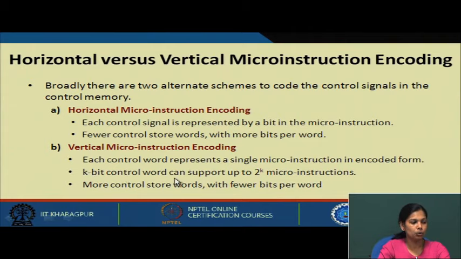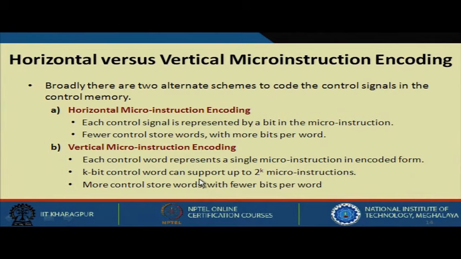Compared to this, in vertical micro instruction encoding, each control word represents a single micro instruction in encoded form. So a k bit control word can support up to 2 to the power k micro instructions, with more control store words but fewer bits per word. What do we mean by this? Let's say we have a total of 100 control signals. In horizontal control unit design, we require 100 bits per control word. But in this case, we require only 7 bits. So at a time, only one control signal can be activated, because we are encoding using just 7 bits, not 100 bits per word. That is what a k bit control word can support, up to 2 to the power k micro operations. So if we have 100, then only 7 bits will suffice.